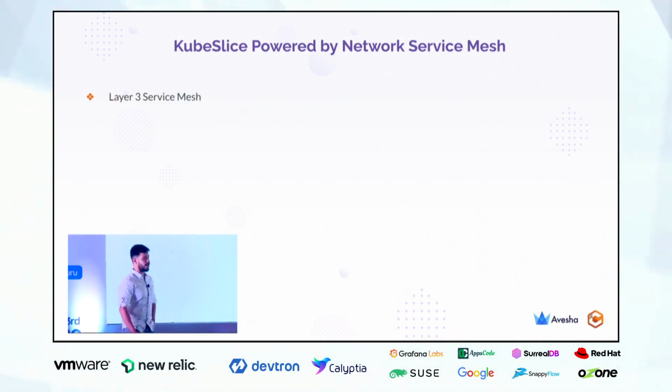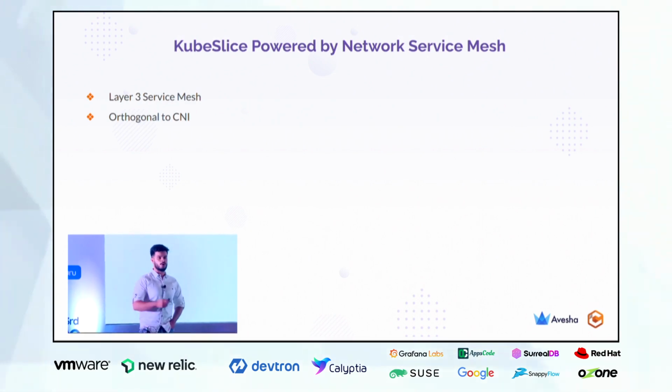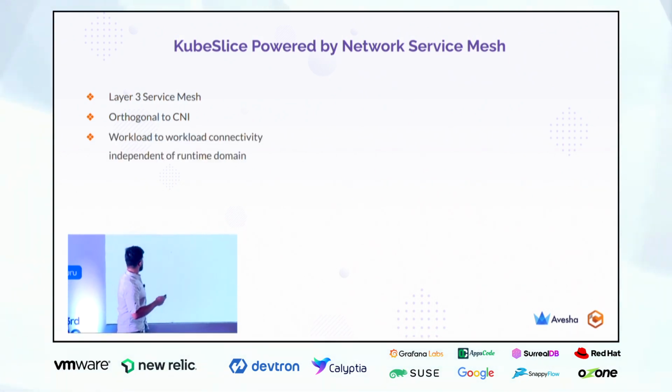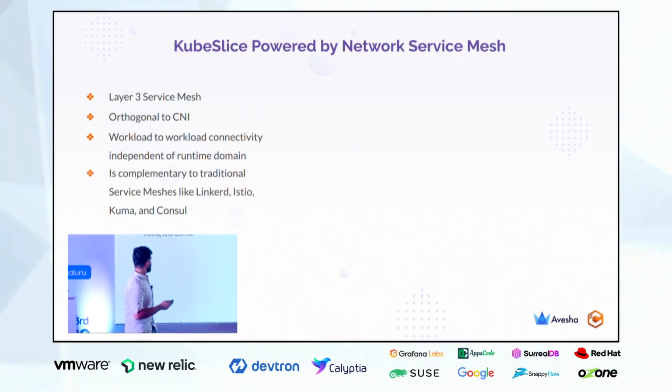Network service mesh is a layer 3 service mesh which runs orthogonal to your CNI. It actually does not harm your existing CNI, it runs orthogonal to it. It provides the workload to workload connectivity independent of your runtime domain. And it also works well with the existing layer 7 service meshes, that is Istio, Linkerd and so on.